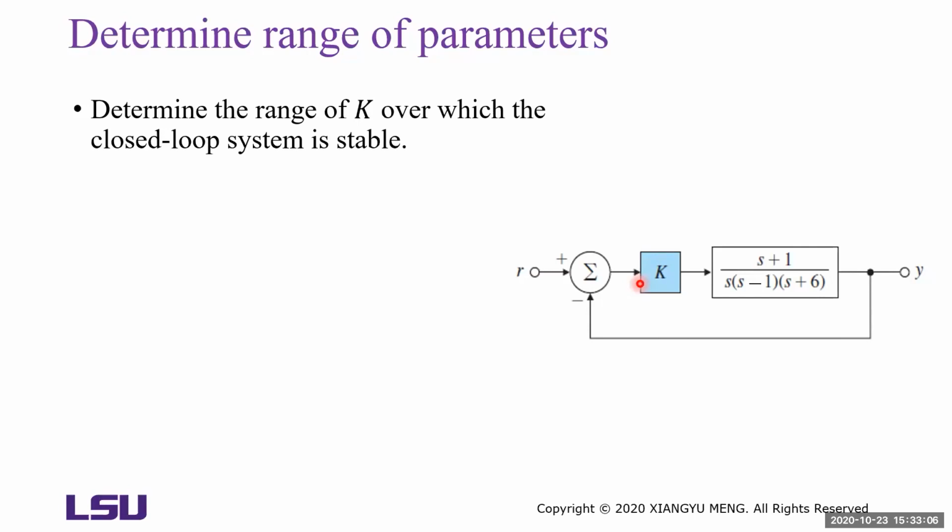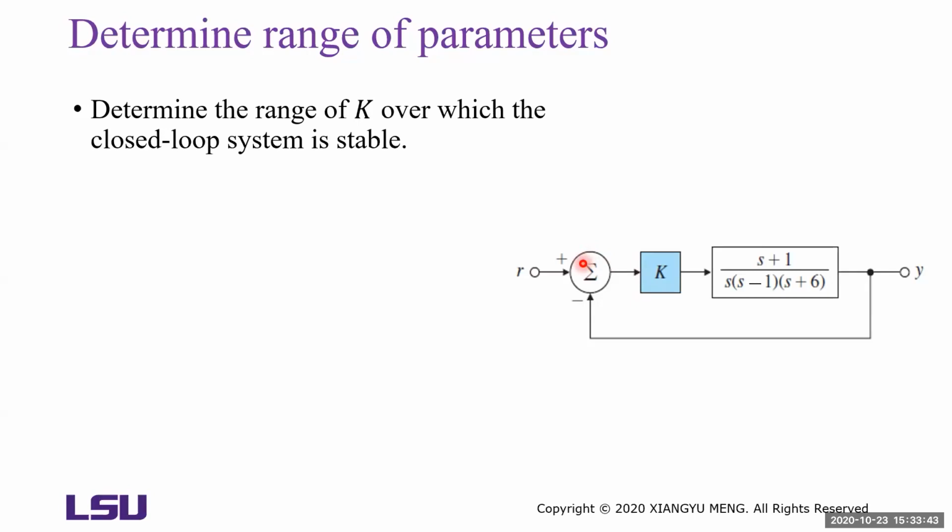When we close the loop, we have to determine what range of the parameter K can make the closed loop system stable. That means the transfer function from the input to the output. So the first step, you need to calculate the transfer function from the input to the output for this closed loop system. I will let you do it, if you still remember how to calculate the transfer function.